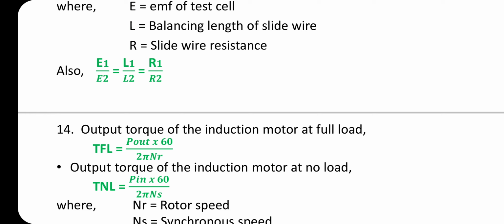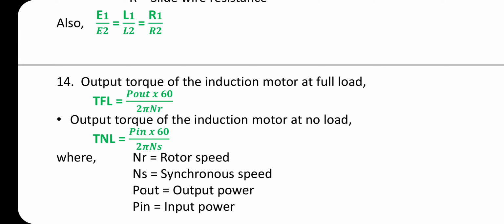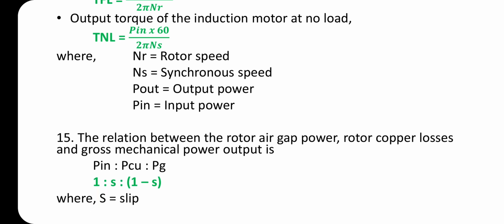Output torque of the induction motor at full load TFL equal to P out into 60 divided by 2 pi into NR. And output torque of the induction motor at no load TNL equal to P in into 60 divided by 2 pi into NS, where NR is the rotor speed, NS is the synchronous speed, P out is the output power and P in is the input power.